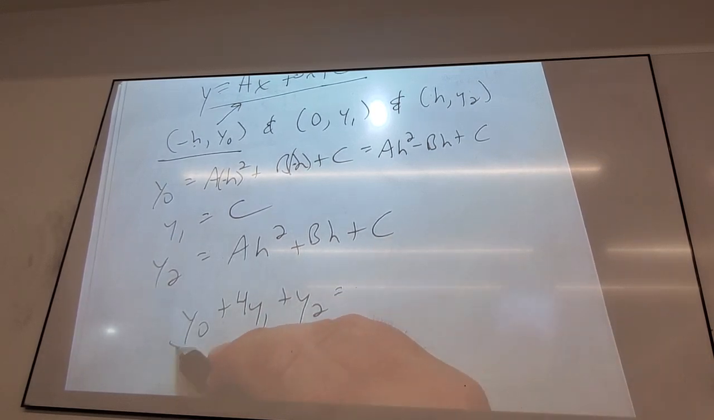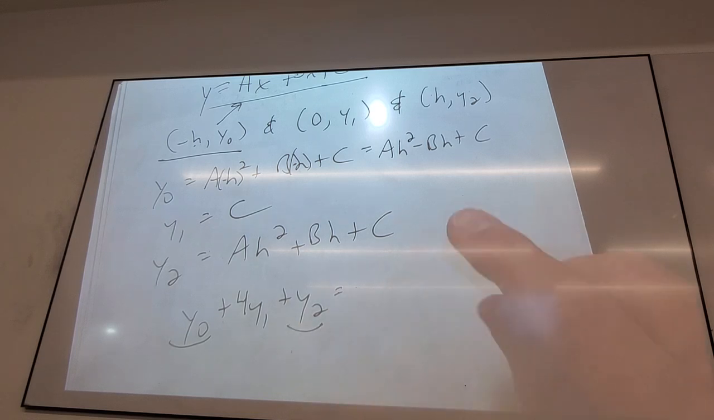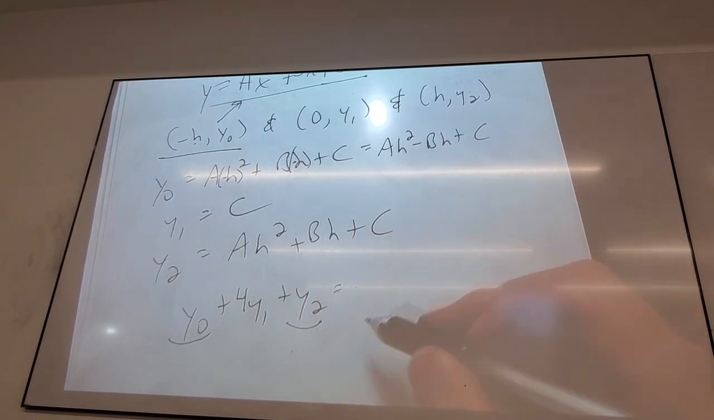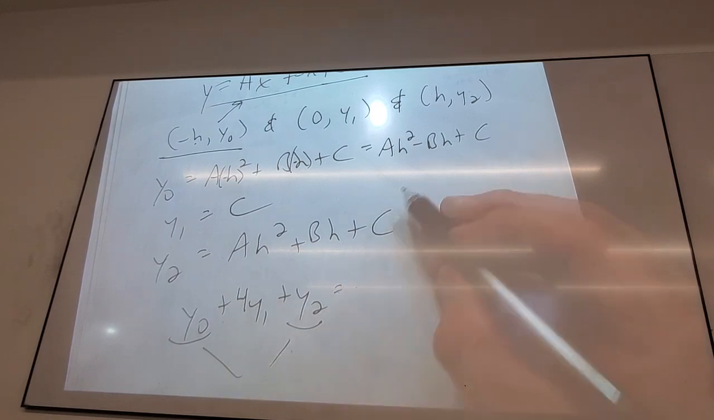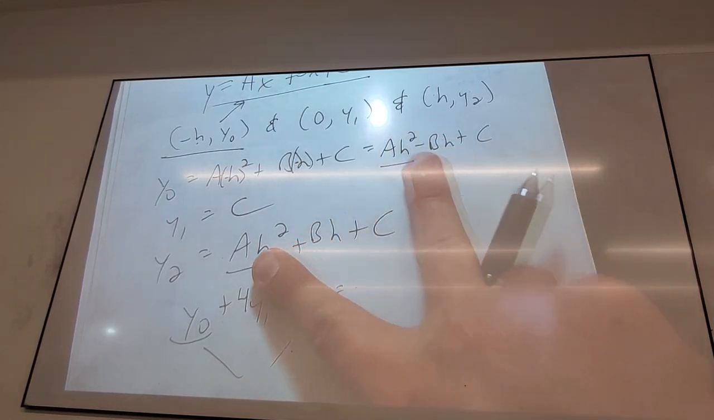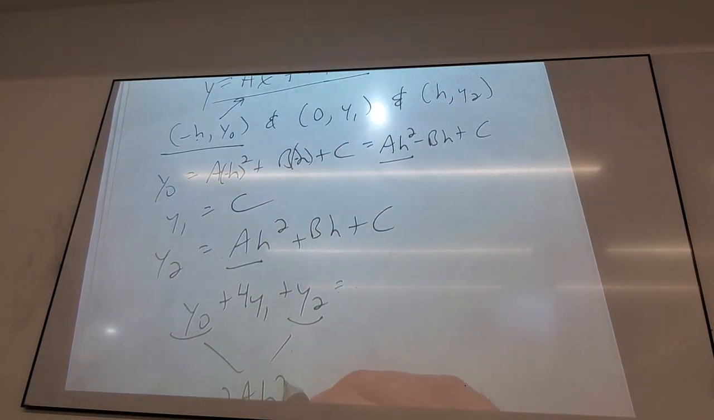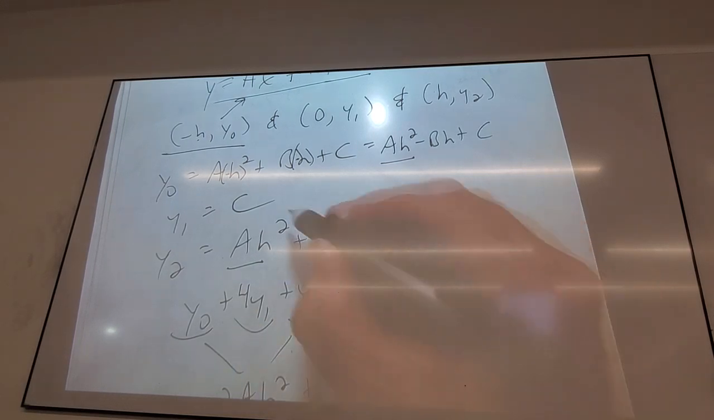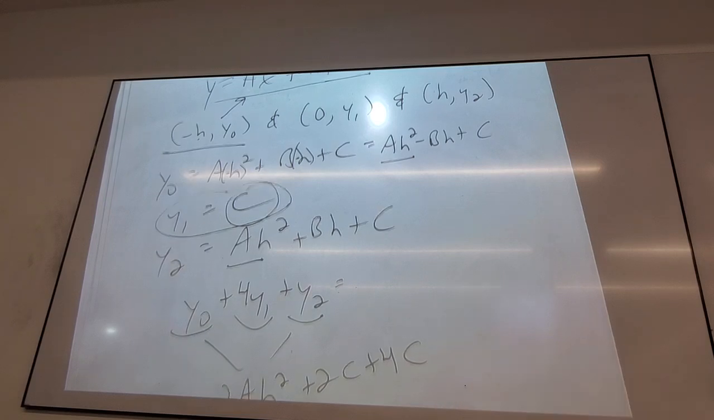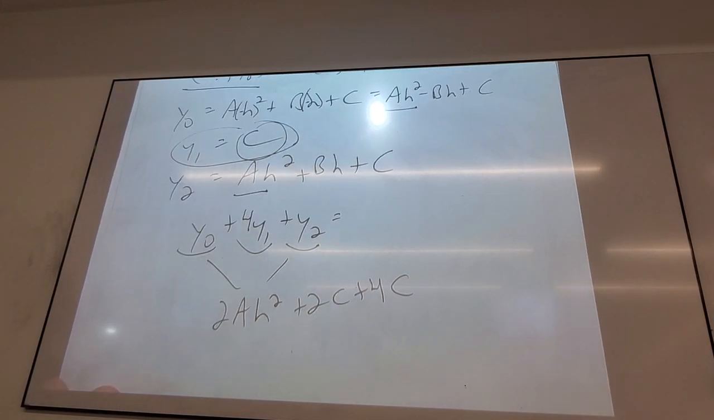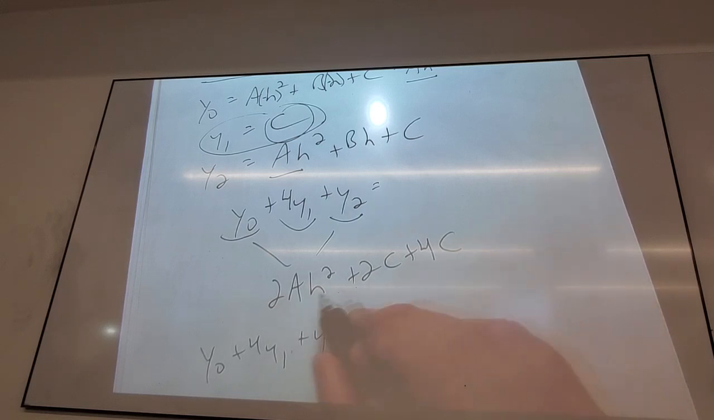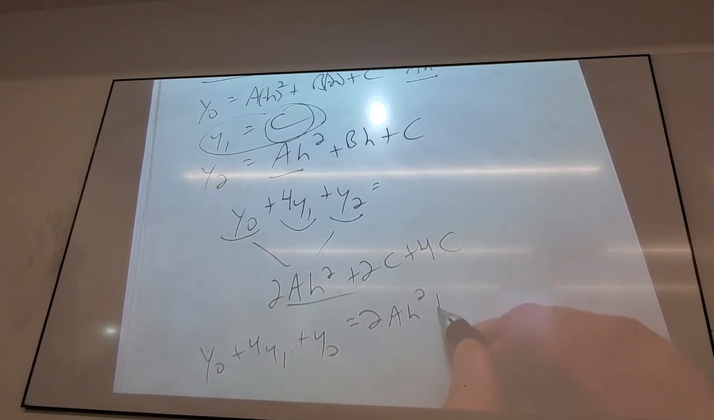So you guys see how I'm just adding y0 and y2. What do you get when you add y0 and y2? 2ah squared plus 2c. And now I'm going to add 4y1, yes? So y0 plus 4y1 plus y2 equals 2ah squared plus 6c.